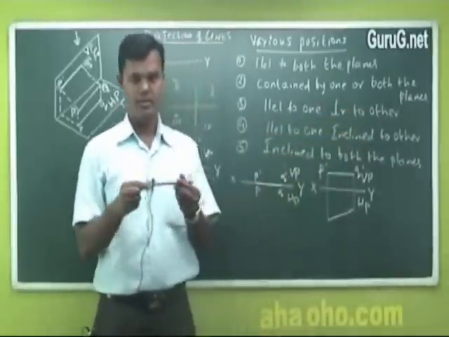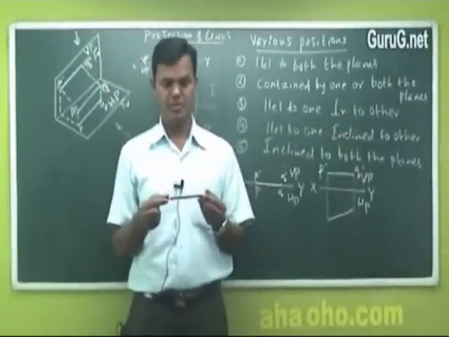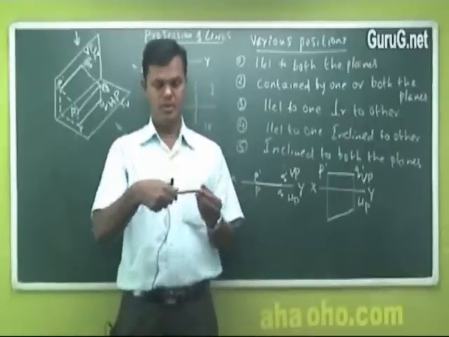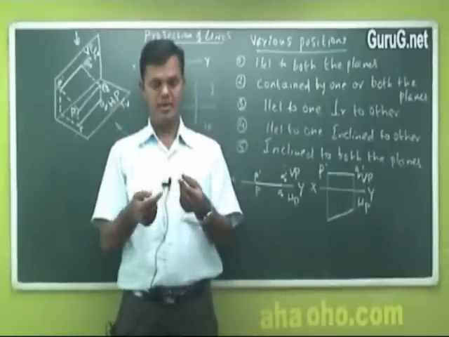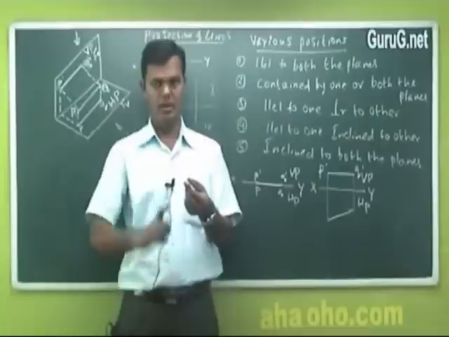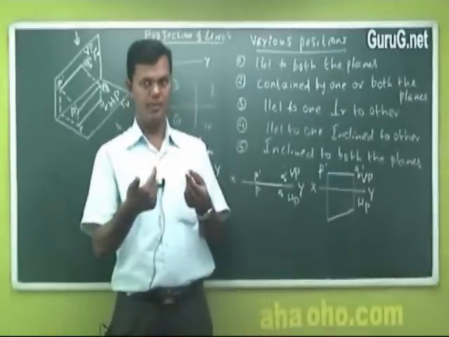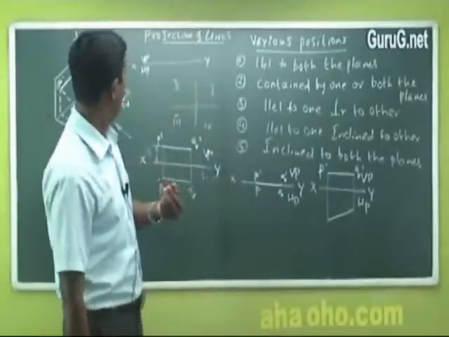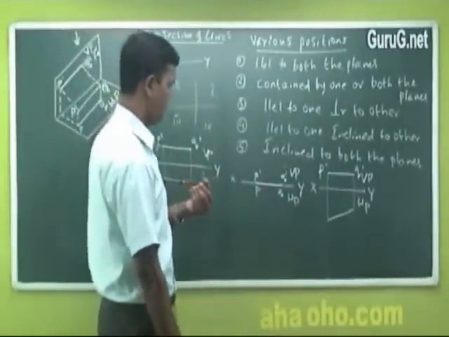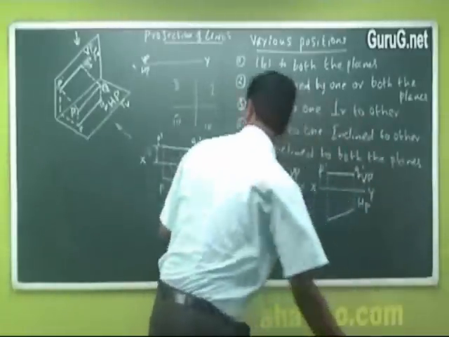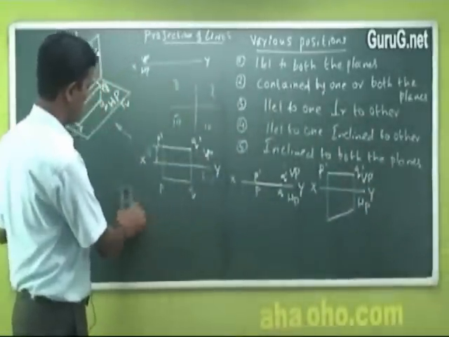How do you say? This is again parallel, both parallel to VP and HP. Now it is parallel to HP, perpendicular to VP. Now what will I do? Again, one more diagram for this one. Okay, I'll just do it.